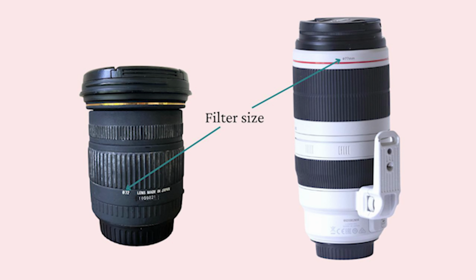The final number you will find is the filter size. This number is usually on the underside of the lens or near the front of the lens. Again, this is shown in millimeters and refers to the diameter of your lens and therefore what size filter you will need to fit this lens.